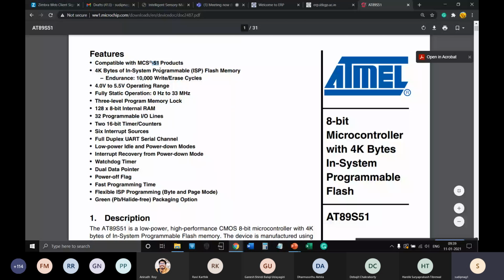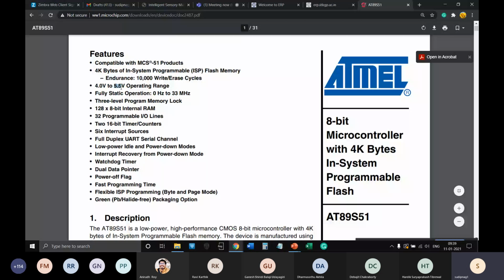Look at this endurance. As I was telling, endurance is write-erase cycles. In this case, this is a slightly older one, which is featuring 10,000, but modern microcontrollers even feature hundreds of thousands, even millions of endurance. Operating range, this is the range of voltage. So there are 8051s which operate at 1 volt also these days.